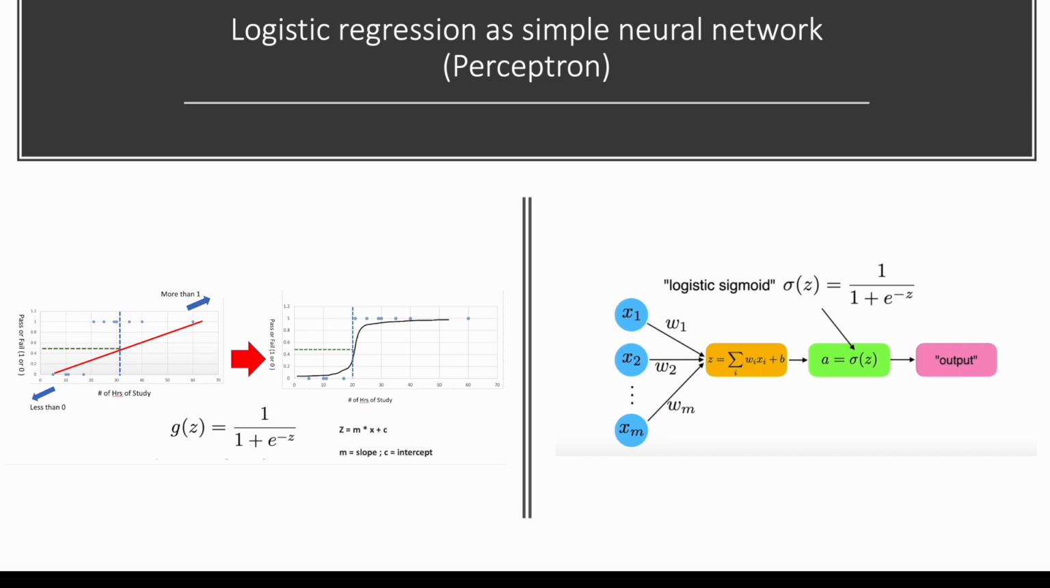So, friends, what I'm trying to tell you is that a very simple perceptron or artificial neural network is exactly the same as your logistic regression for a binary classification problem. It's exactly the same. There is no difference. And that's why logistic regression can be considered as a very basic artificial neural network.